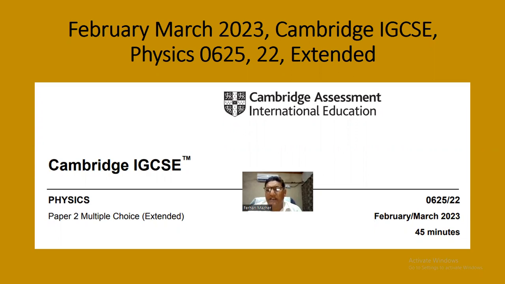The code of the subject is 0625, and this is extended physics, and we are going to attempt a multiple choice question. The paper we have selected is February-March 2023. The time allowed for this paper is 45 minutes, and there are 40 MCQs related to this subject. So let's start today's paper.